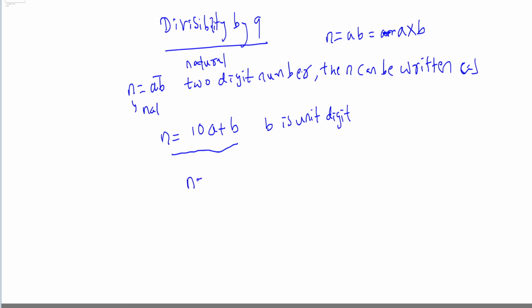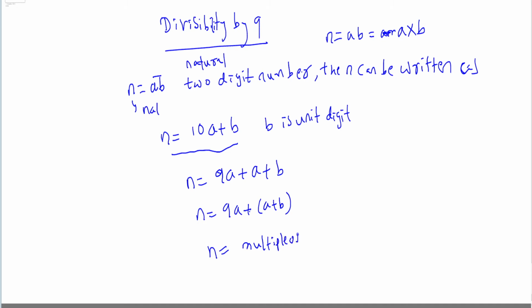I will write 10a is equal to 9a plus a plus b. No problem. This can be written as 9a plus a plus b. Here what we understand is that n, whatever the number is, is a multiple of 9 plus a plus b. Are you agree? Okay.